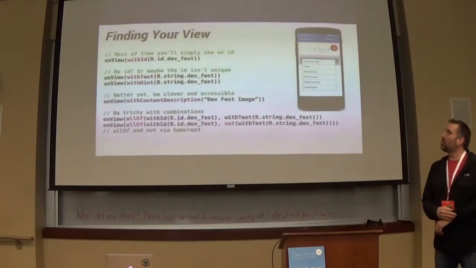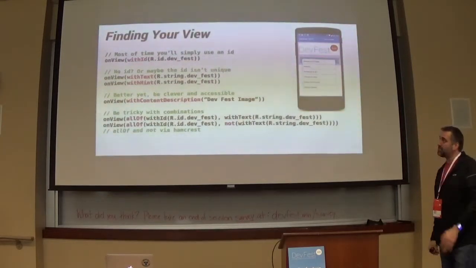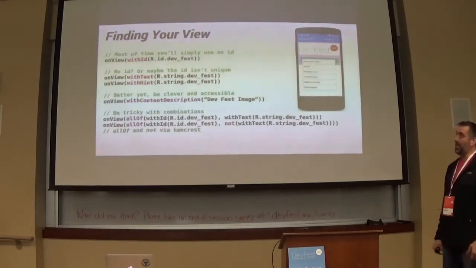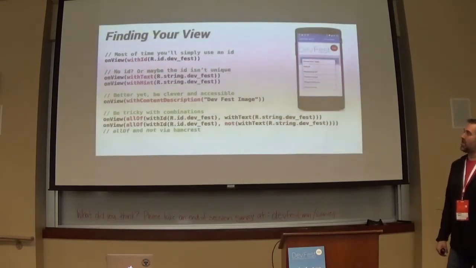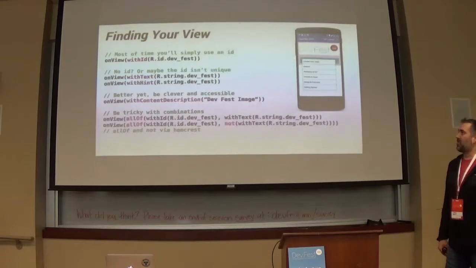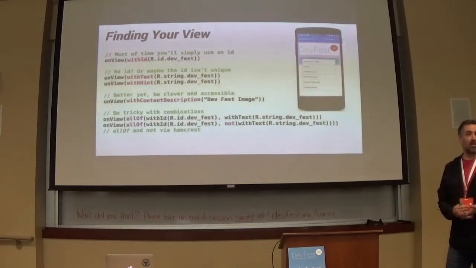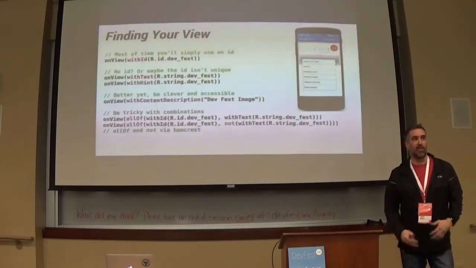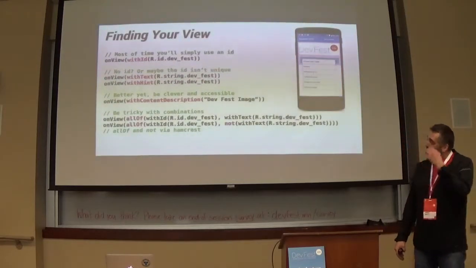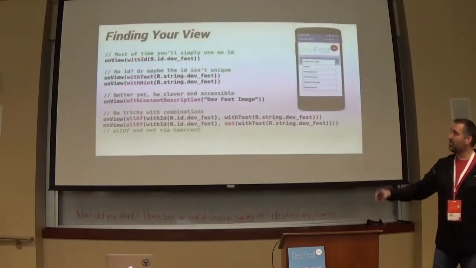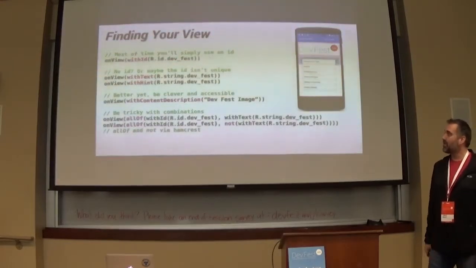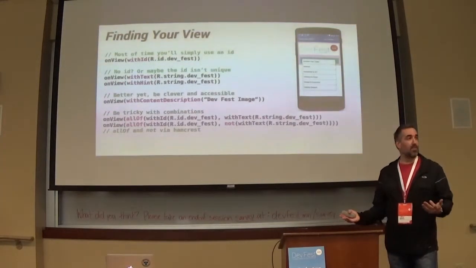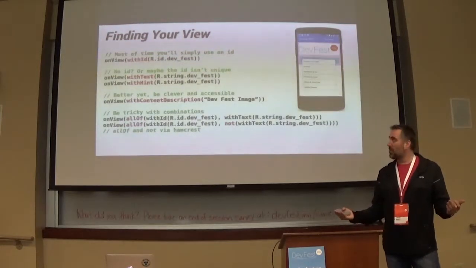So, finding your view. Most of the time, you're just going to need an ID to find the view you want, and then you can get started with your test or your actions. But as Android developers know, sometimes you might not have an ID on that element, or there are going to be multiple elements with that ID, maybe in a list view or some other group view. In those cases, you can use withText or withHint to narrow down. But again, just like with an ID, that text could be present in multiple locations. The hint could be too, though less likely.